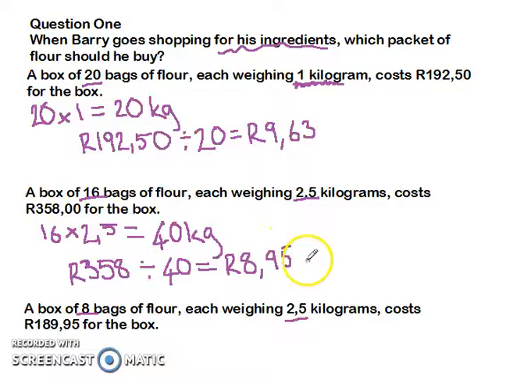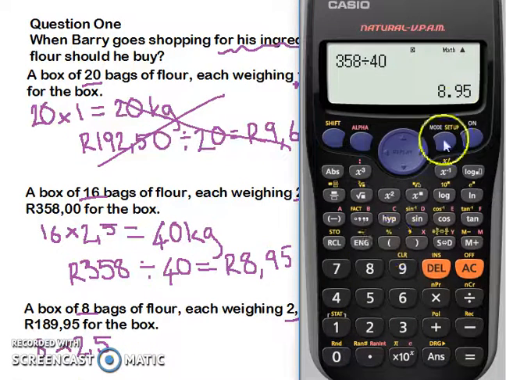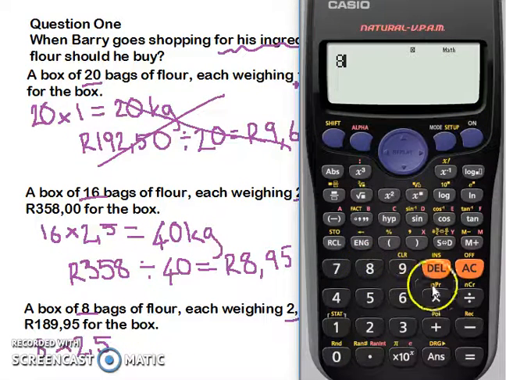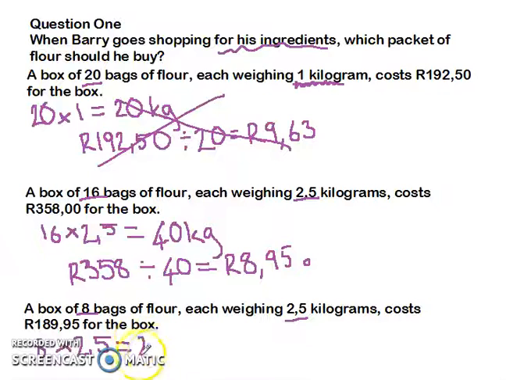So we can already see that this option is cheaper than the first option. So we don't want the first option. But let's see if this last option is cheaper than the middle option. We've got 8 bags of flour, each weighing 2.5 kilograms. Once again, the calculator. 8 times 2.5 gives us a total of 20 kilograms. So he can buy 20 kilograms of flour for 189 Rand 95.